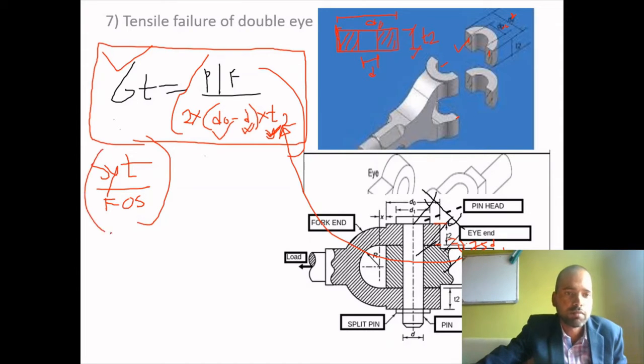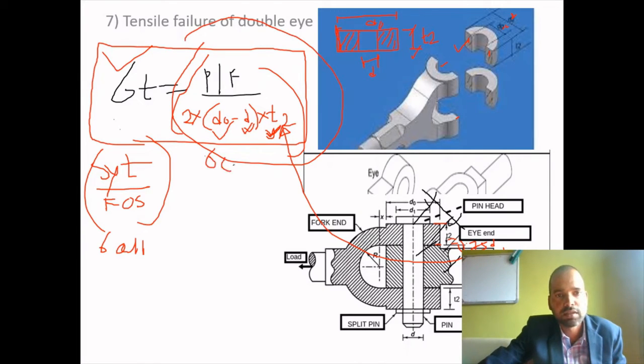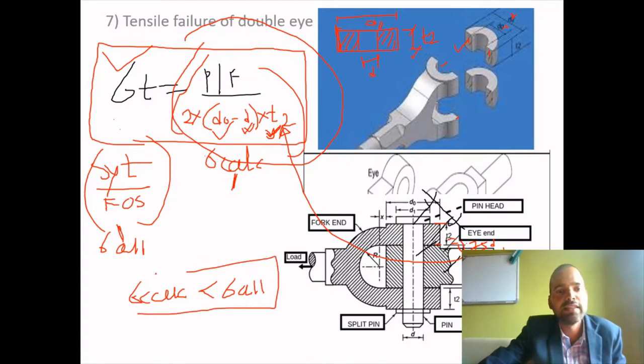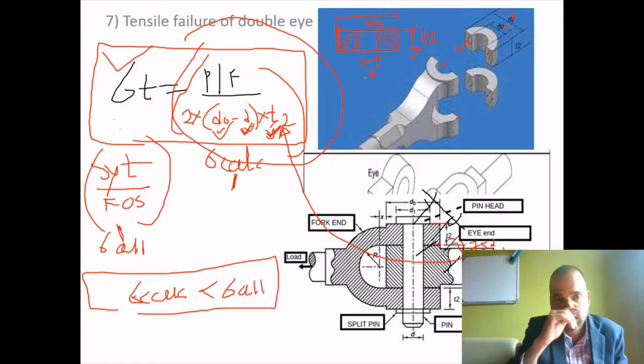SYT upon factor of safety is called the allowable tensile stress, and the value calculated from this equation is known as the calculated value of tensile stress. For the safety of this dimension, which is written in the denominator for the area, the relation we have to satisfy is that the allowable stress has to be greater than the calculated value. Then the dimensions d0, d and d2 will be safe under tension for the double eye. Understand? So again, this is tensile failure.